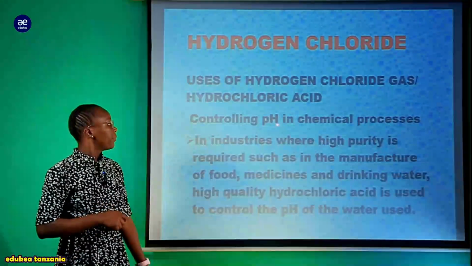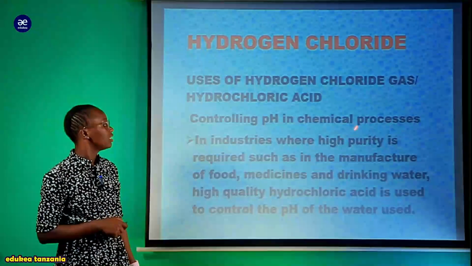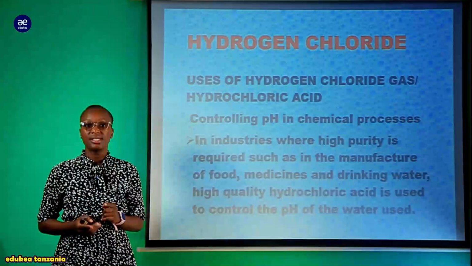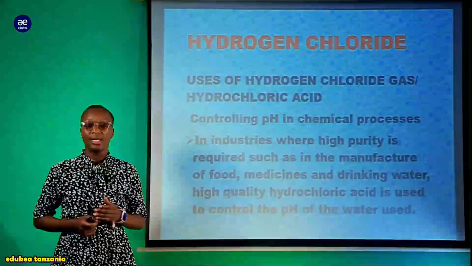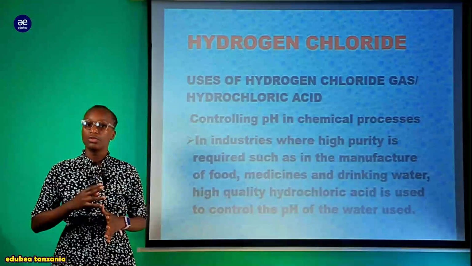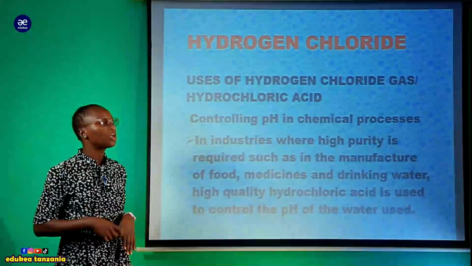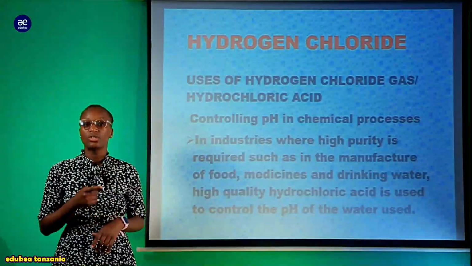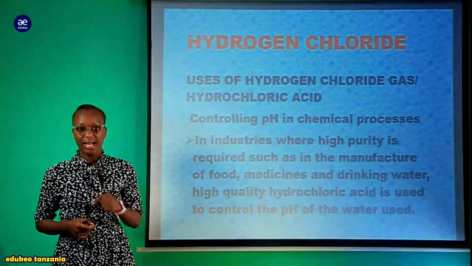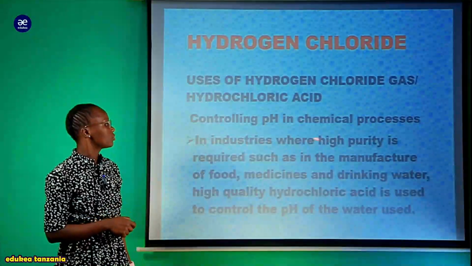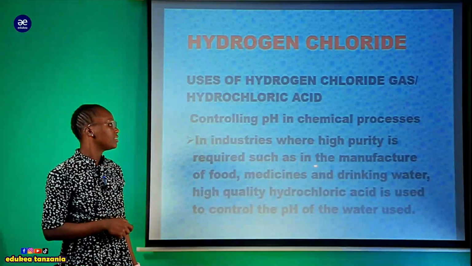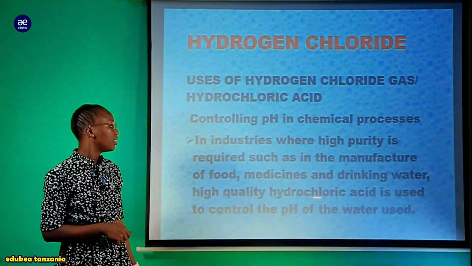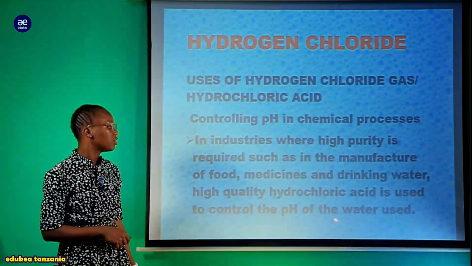So the first use is controlling pH in chemical processes. Kwamba hii hydrochloric acid au hydrogen chloride gas inatumika katika controlling process nzima ya kuweza kumaintain, kucontrol the pH of the chemical processes. And when we talk about pH, my form 4 students, I hope you understand that we are talking about the degree of acidity and alkali. So in industries where high purity is required, such as in the manufacture of food, medicine, and drinking water, high quality hydrochloric acid is used to control the pH of the water used.